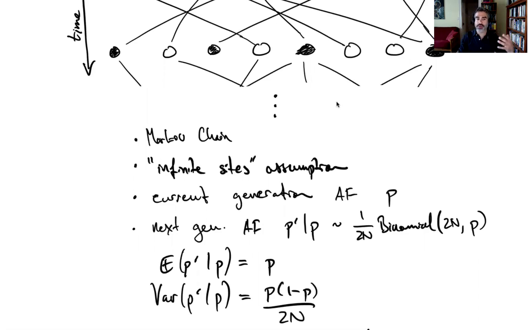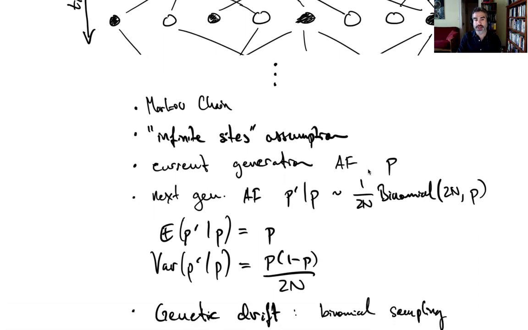In this way, the frequency will evolve as a Markov chain in its own right, a sort of random walk driven by the underlying binomial sampling. This phenomenon is called genetic drift. Note that the rate of drift is proportional to heterozygosity and inversely proportional to population size.